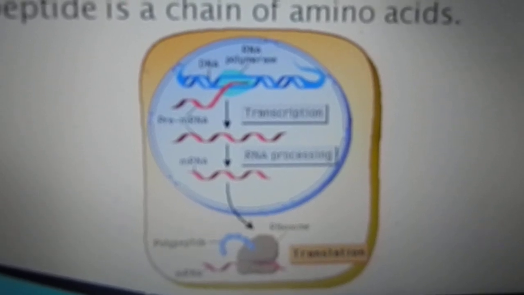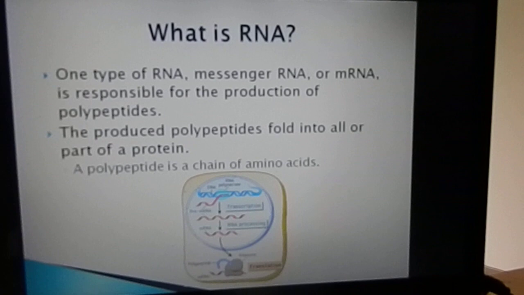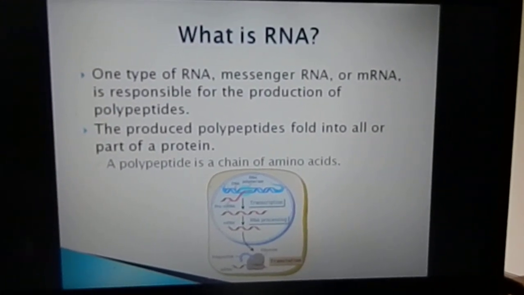And you still can't see anything. So let's back it up a little bit. What is RNA? One type of RNA, messenger RNA or mRNA, is responsible for the production of polypeptides. The produced polypeptides fold into all or part of a protein.